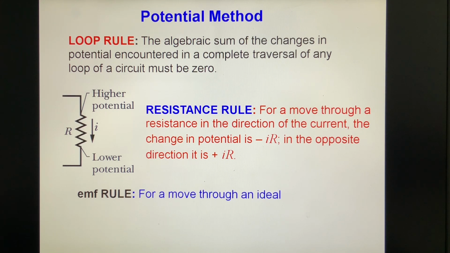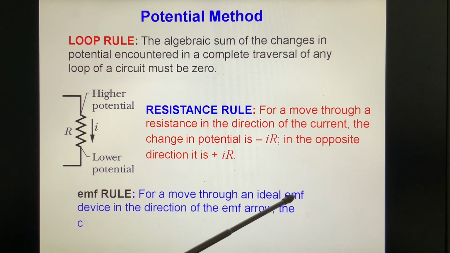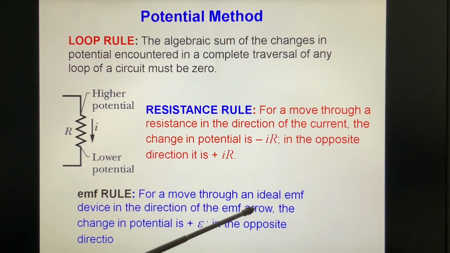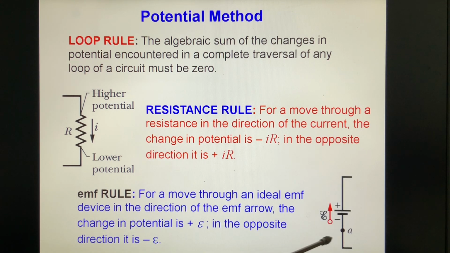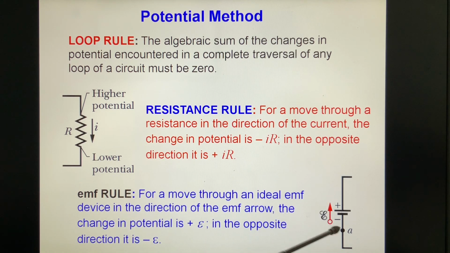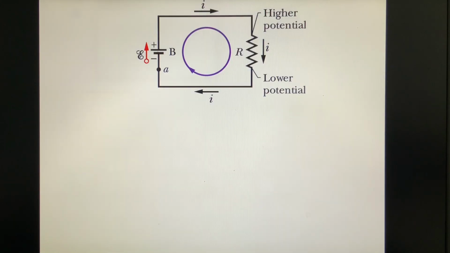Electromotive force rule: for a move through an ideal electromotive force device in the direction of the electromotive force arrow, the change in potential is plus epsilon. In the opposite direction, it is minus epsilon. Now, if we go along this direction, the potential increases by epsilon. If we go in the opposite direction, we get a minus epsilon.